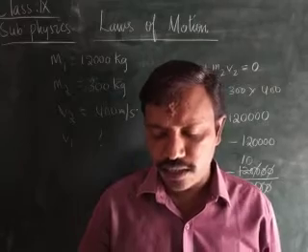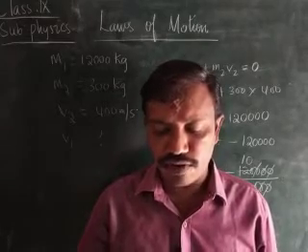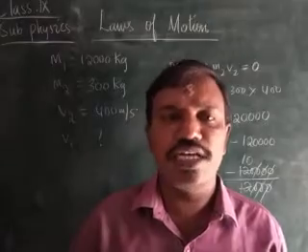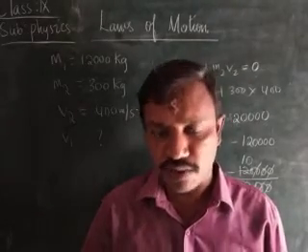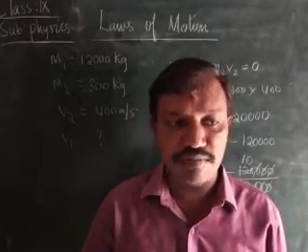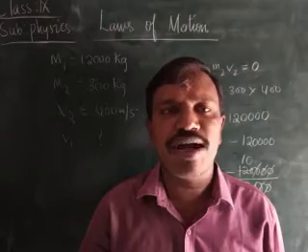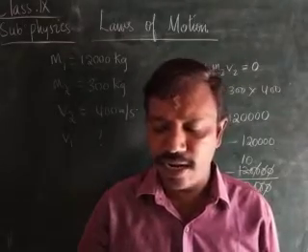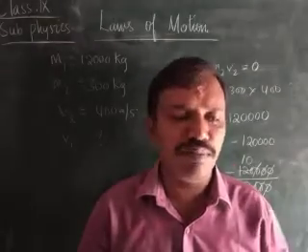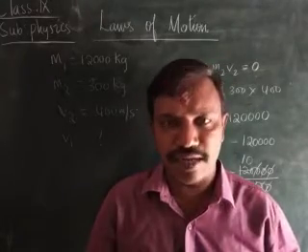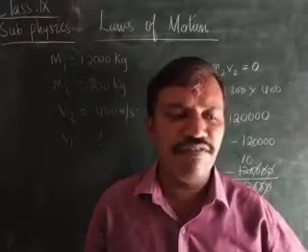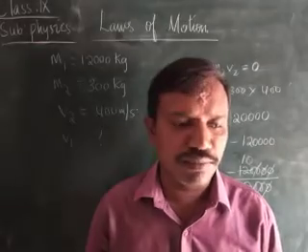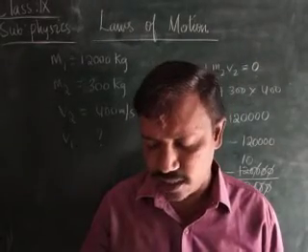Next we have inertia. Inertia is the resistance of a body to change its state from one form to another form. Here mass: the amount of matter contained in a body is called mass. And here linear momentum. We define linear momentum as the product of mass and velocity. The product of mass and velocity is called momentum.